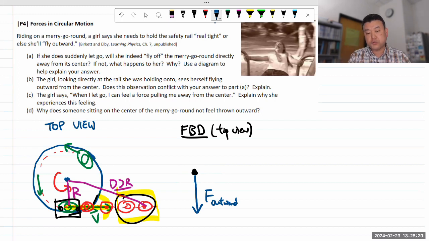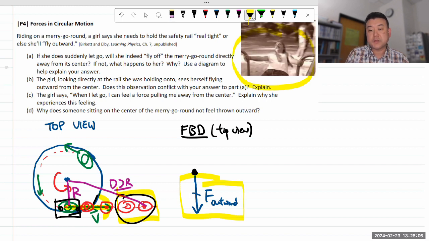And while she's holding onto the rails, there's an inward force. And before, she wasn't flying out because these two forces were balanced. And what she would be saying is, well, when I let go of the rail, then this is gone. And because of this remaining outward force, that's why I fly out. Now, if this explanation sounded convincing to you, then this is what I want you to consider. What force is there that's actually pushing the girl outward?